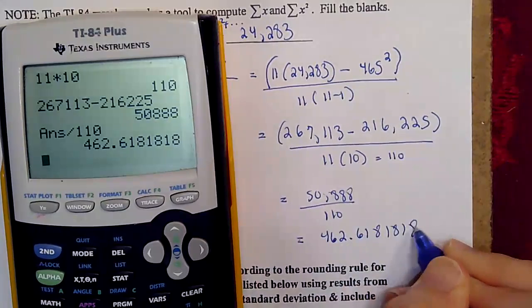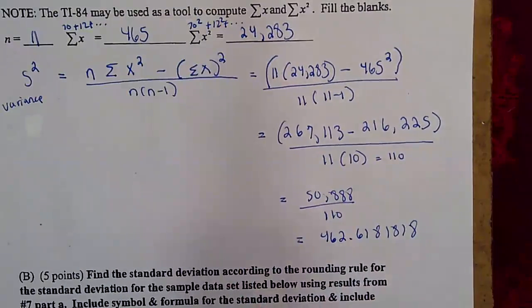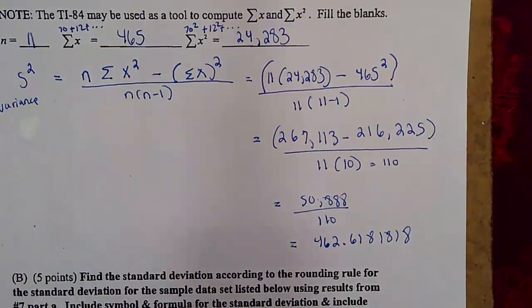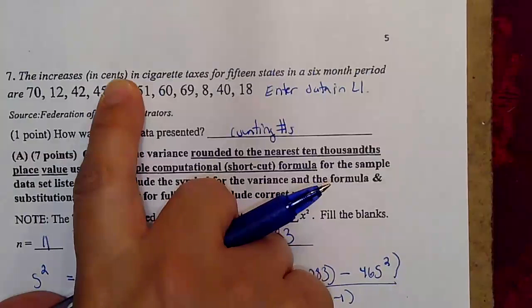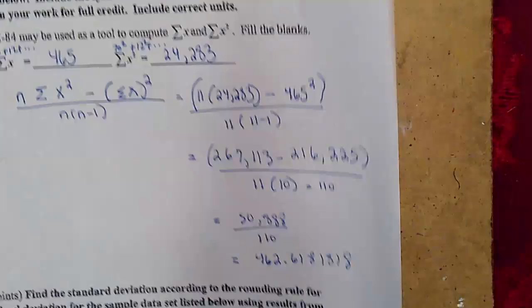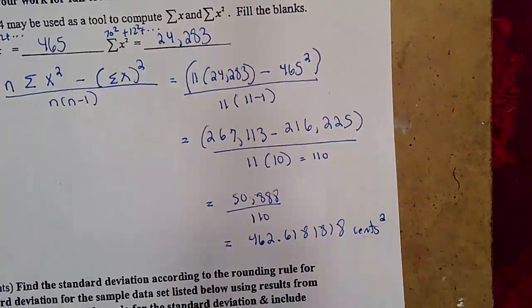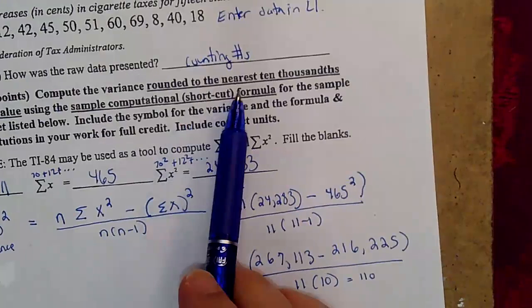462.6181818. And remember here, variance is units squared. See the squared? It's units squared. So our units was in cents. Anything usually in parentheses is helpful. So this is cents squared. And then they told us here they wanted us to round to nearest 10,000.